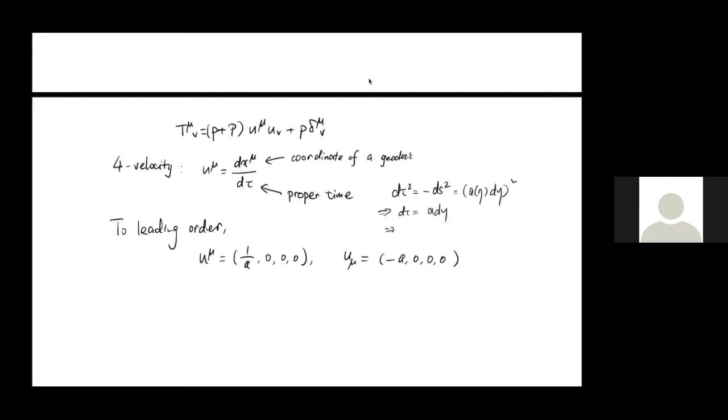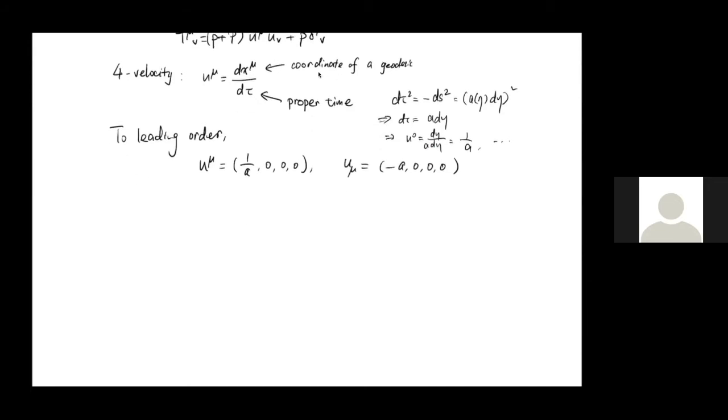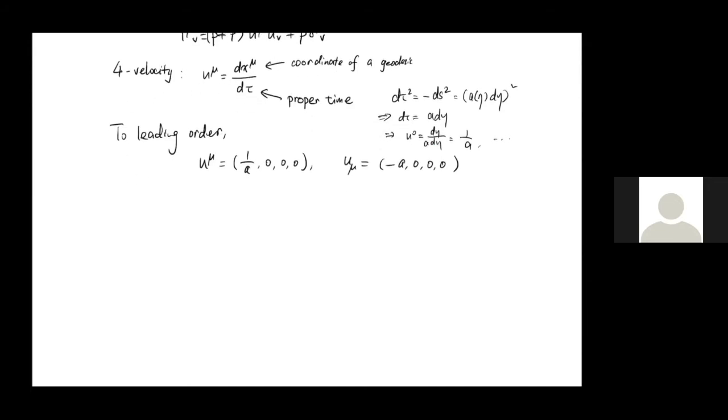So this u0 is d eta divided by a d eta, so it's 1 over a. So then you have this formula. This is just to the leading order.